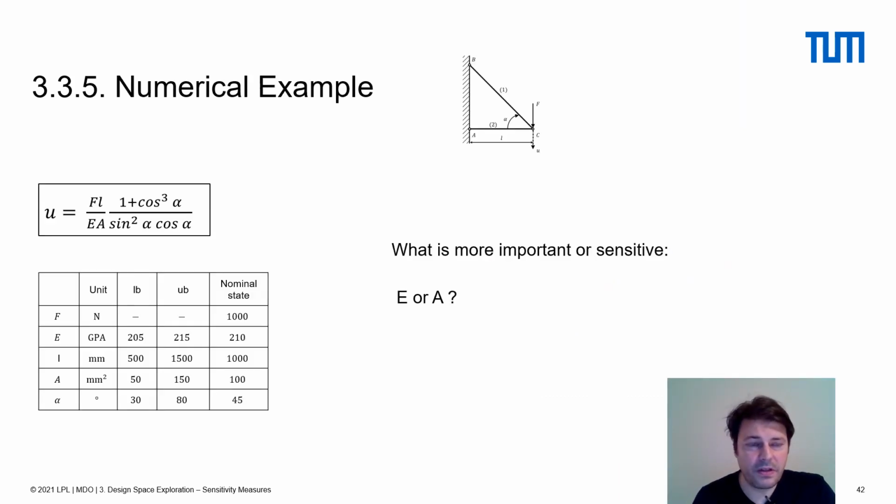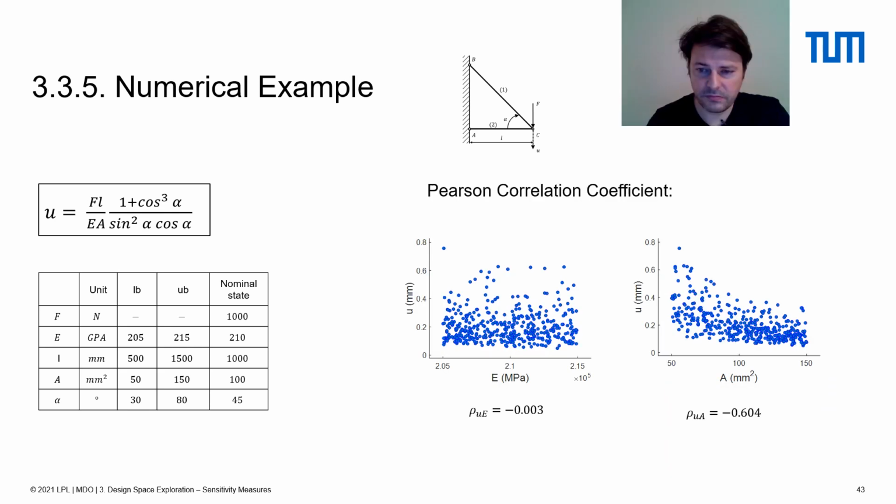Let's conclude this chapter by looking at a numerical example with our 2-bar truss. And we're going to look at two design variables, E, the Young's modulus, and A, the cross-sectional area, and pose the question, what design variable is more important or sensitive? We compute the Pearson correlation coefficient for the entire design space and come up with a value almost 0 with respect to E and a value significantly different from 0 with respect to A.